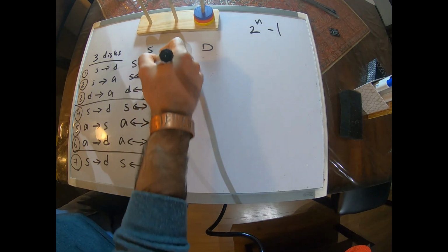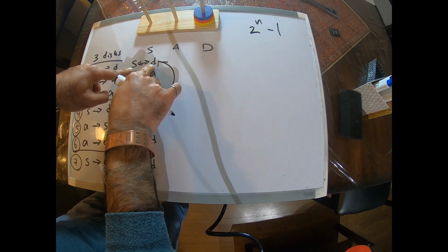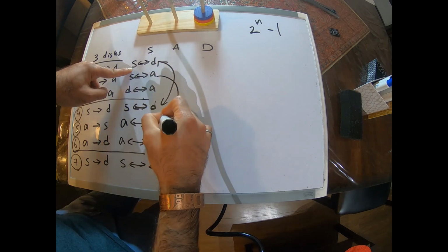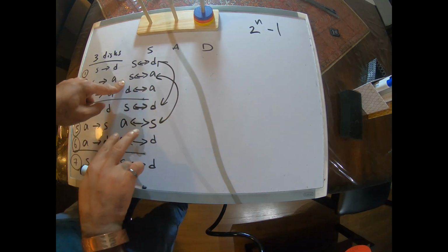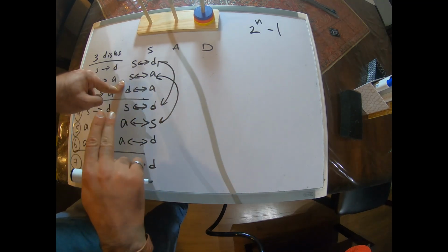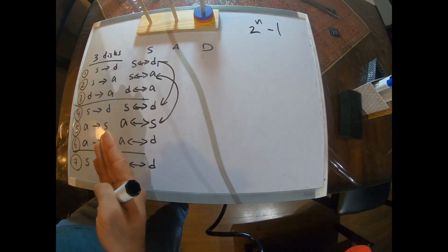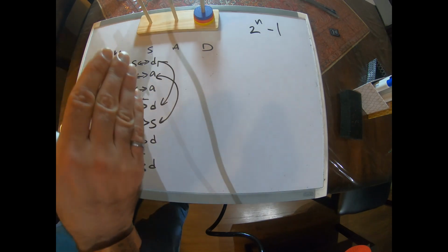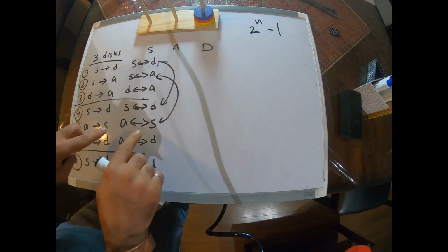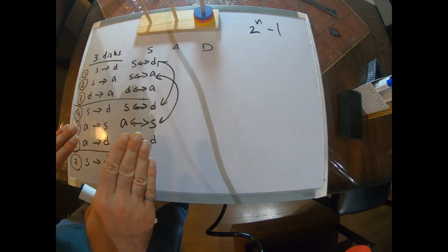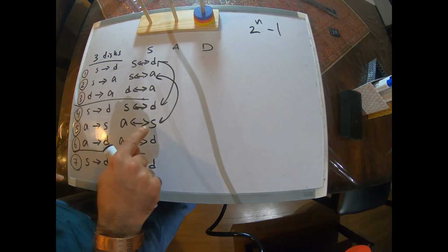These two are the same. So we have to move between source and destination. These two are the same. We have to move between source and auxiliary, right? Although this is the reverse of that, we just have to check which one is bigger, the topmost disk on auxiliary or on source, so we can figure out if it's between source to auxiliary or between auxiliary to source.